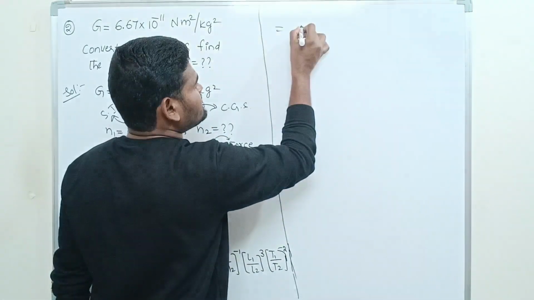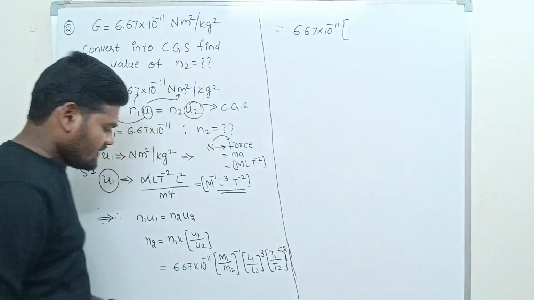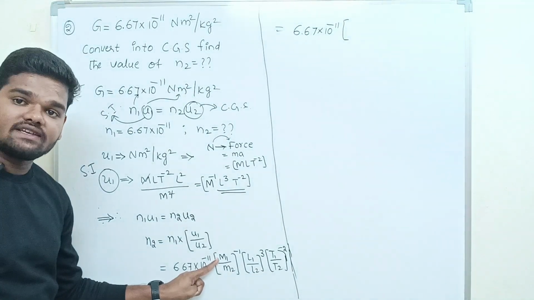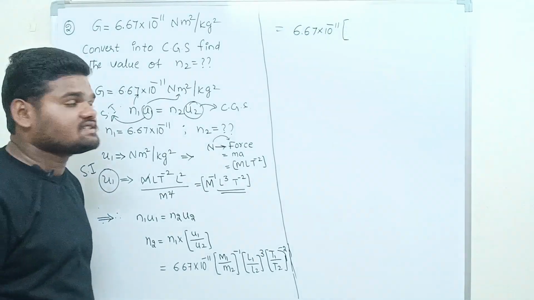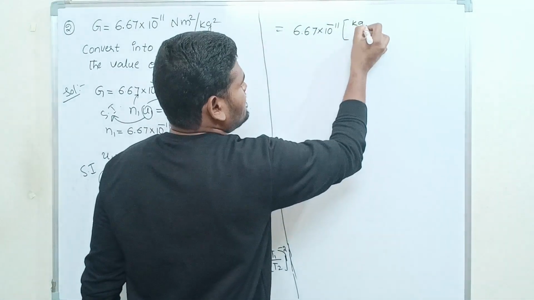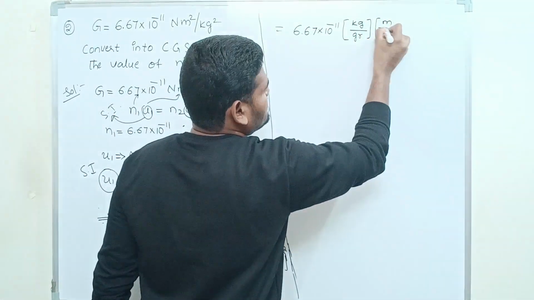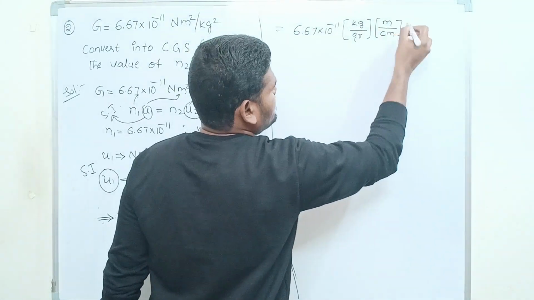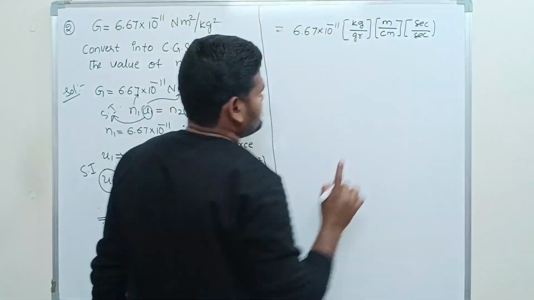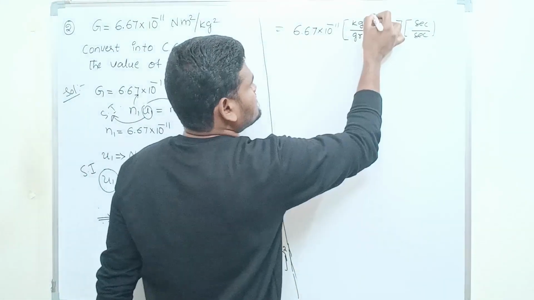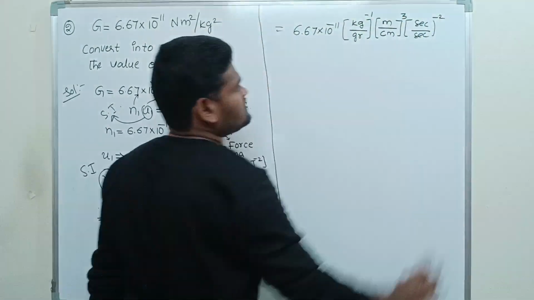So which is equals to, what we got? 6.67 into 10 to the power of minus 11. M1 means mass in SI unit. What are the units for mass in SI system? Kgs. In CGS system, grams. Length in SI system, meters. In CGS system, centimeters. Next, time, second. Just write the powers: minus 1, 3, minus 2.